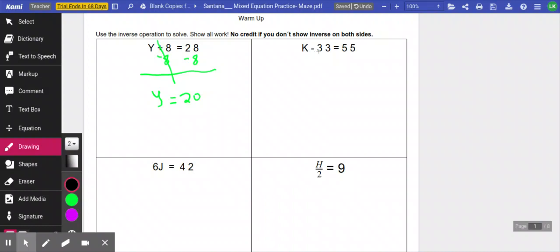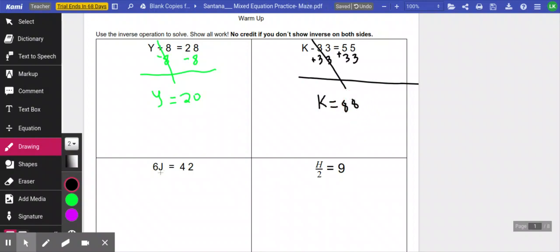Looking at the second problem, k minus 33 equals 55. What's happening to k? Minus 33. So what's the inverse? Plus 33 on both sides. Notice that I'm lining up these digits, and that'll make them easier to either add or subtract. If I owe you 33, then I give you 33, I owe you nothing now. That would have just been k minus 0, or just k. And 55 plus 33 was 88.